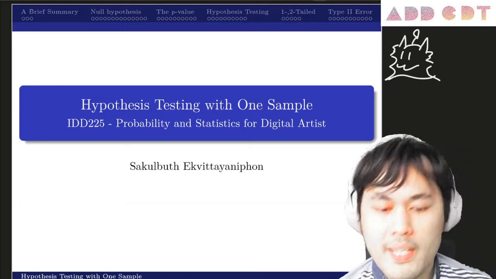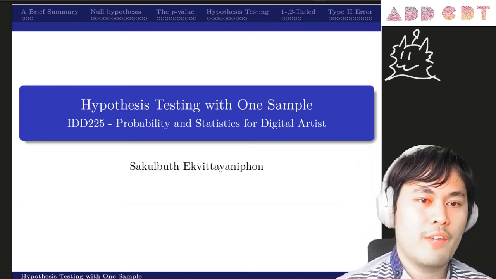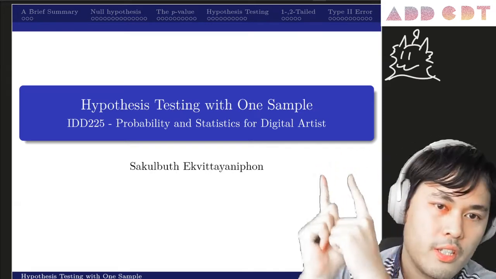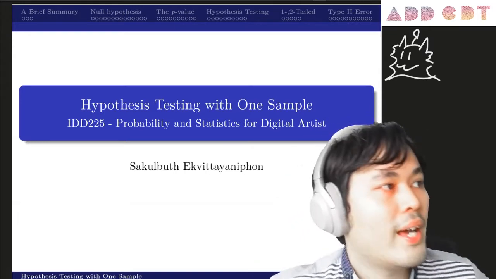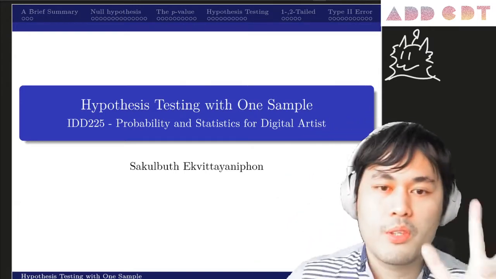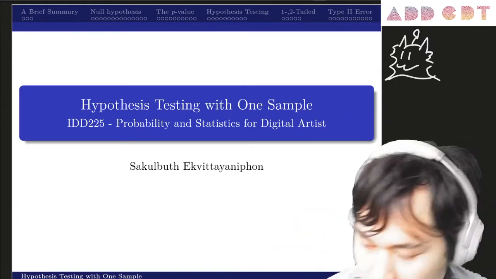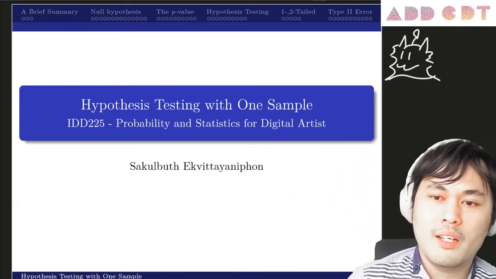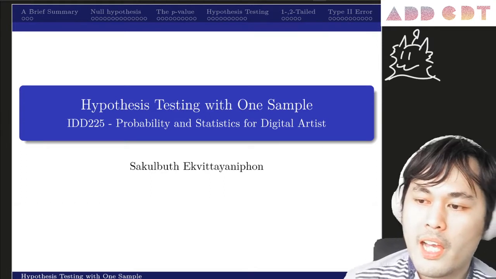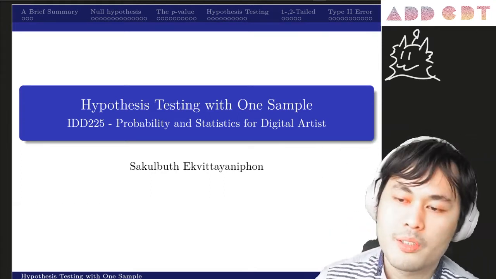Hi, I'm back with lecture 14. I forgot to put the number of the lecture at the front, but we are at the 14th class for this course already, so we are left with just 2 or 3 more, including this one. Hooray! Alright, so the topic for today is hypothesis testing with one sample.